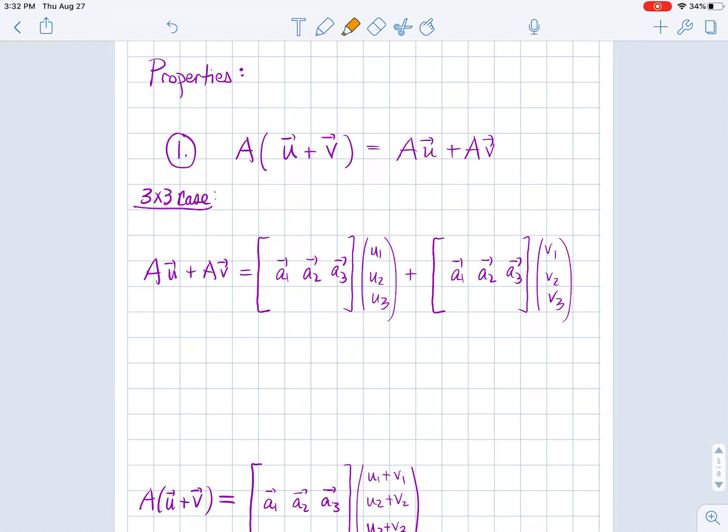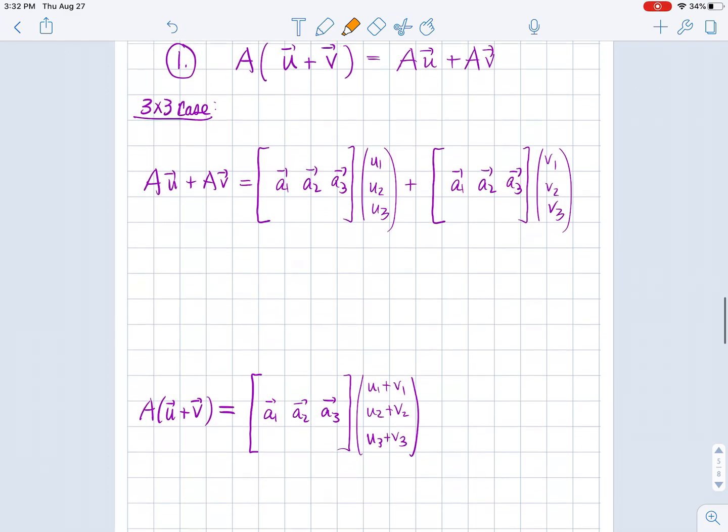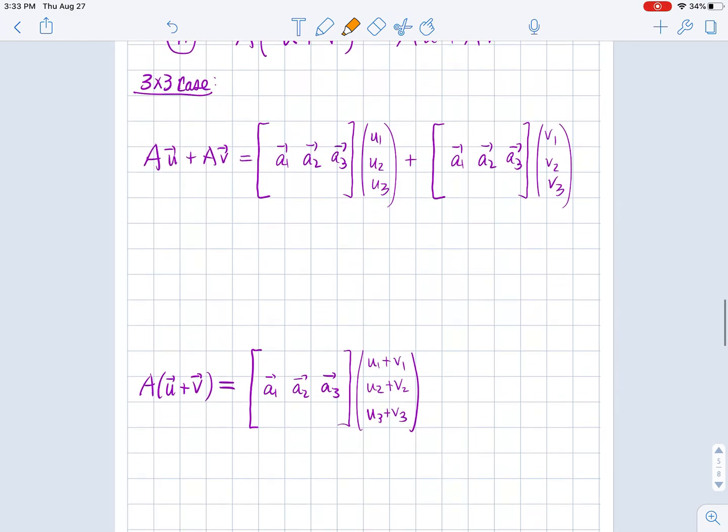So the first property says, if I want to take a matrix A and multiply it by the sum of two vectors, what I can do is apply it to the first vector, get an answer, and then apply it to the second vector, get an answer, and then add them together. Okay? And that may look like, okay, well, no big deal. And so let's see why that's true.